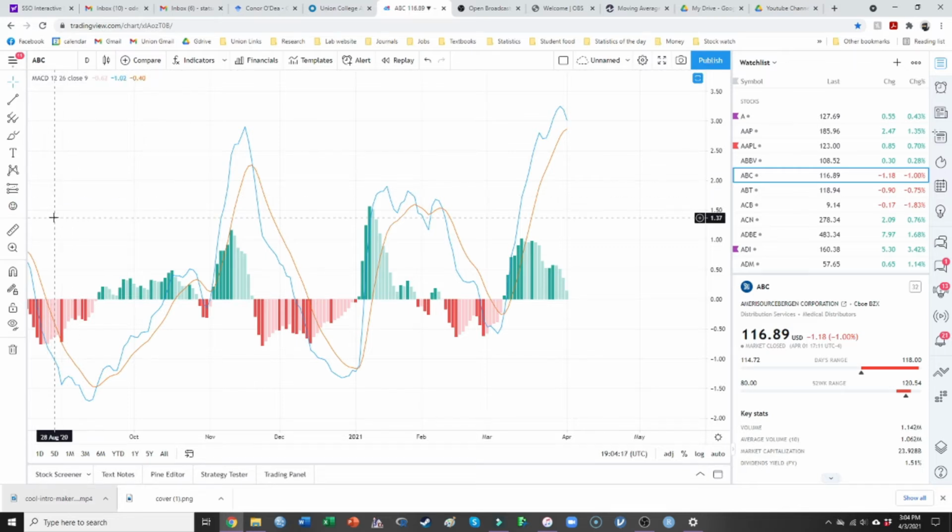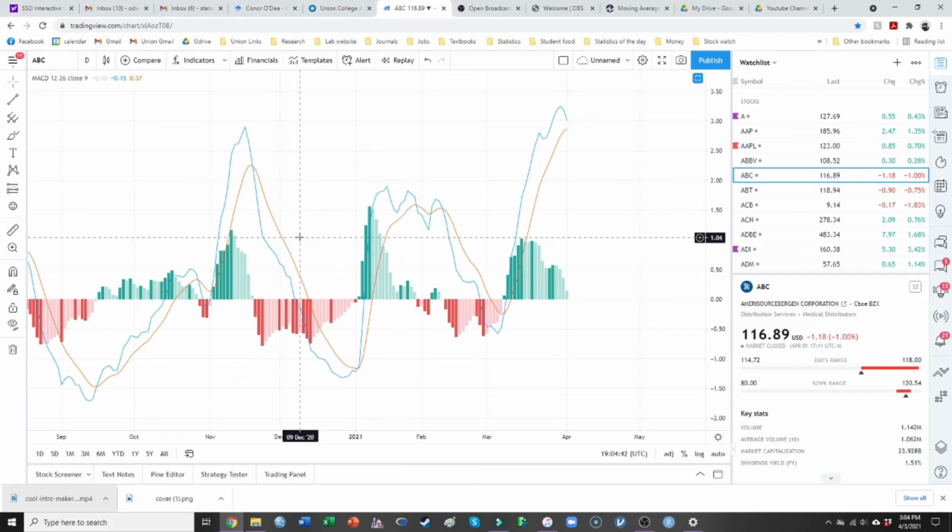If that value is going negative, typically the stock is going to be decreasing in price. As that subtracted value starts to go positive and gets above zero, the stock's going to be increasing in price. It's going to be an uptrend. So that's the blue line that we're seeing here, the difference between the 12-day EMA and the 26-day EMA.